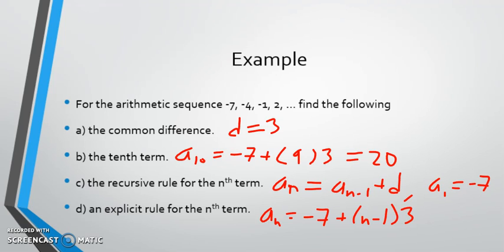Now, sometimes books will actually have you simplify this a little bit, because you could distribute the 3 times n and the 3 times negative 1, in which case you would have negative 7 plus 3n minus 3. And then you probably see that there are a couple like terms you could combine there, in which case you have 3n minus 10. So that makes it a little bit easier to work with, because now I can plug in that if I want to know the 10th term, that's what we did earlier. If I plug in n as 10, 3 times 10 is 30, minus 10 is 20. So it makes it even easier to compute those values, the A sub n's, when you're looking for a specific answer.